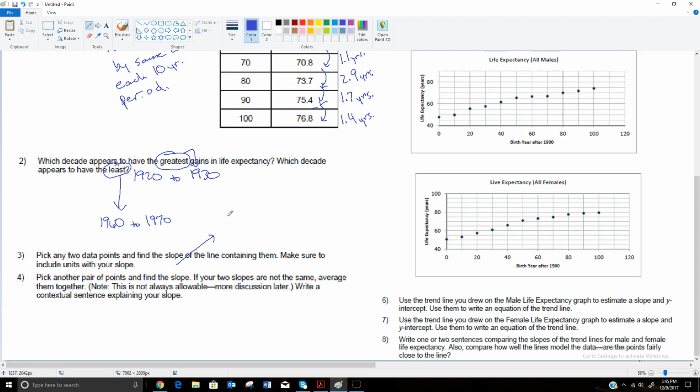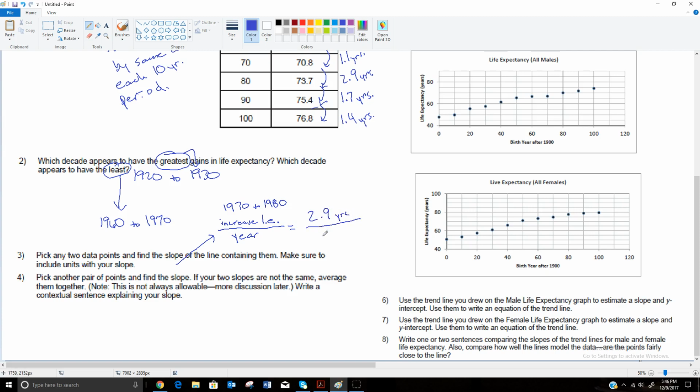So if we pick 1970 to 80, it should have something to do with this 2.9 years. So what does it have? Well, you want to find the increase in life expectancy per year. Now we know that in 10 years it increased by 2.9. So I'm going to do 1970 to 1980, and we know that the increase in life expectancy from 70 to 80 was 2.9 years.